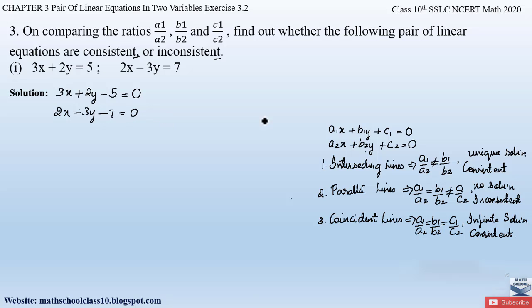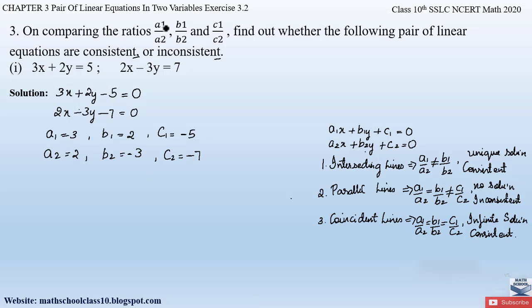Now, comparing with the general form of the equation, let us write the coefficients of x, y and the constant c. From the first equation, the coefficient of x, a1, is equal to 3, the coefficient of y, b1, is equal to 2, and the constant c1 is minus 5. Similarly, from the second equation, a2 is equal to 2, b2 is equal to minus 3, and the constant c2 is equal to minus 7.